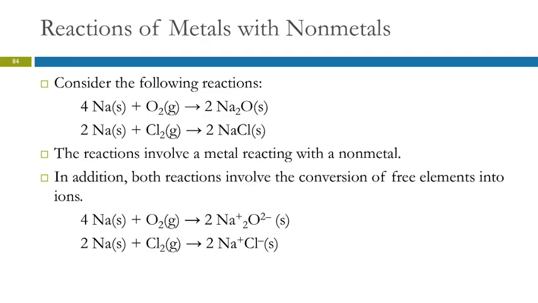So we could look at these. Here we have sodium reacting with oxygen to form an oxide. So that could be considered a combustion reaction. Here we have a metal reacting with a nonmetal, forming an ionic compound. So if we look at these products, those are ionic compounds, right? A metal, nonmetal, we learned that those were ionic, and we learned how to predict the charges.